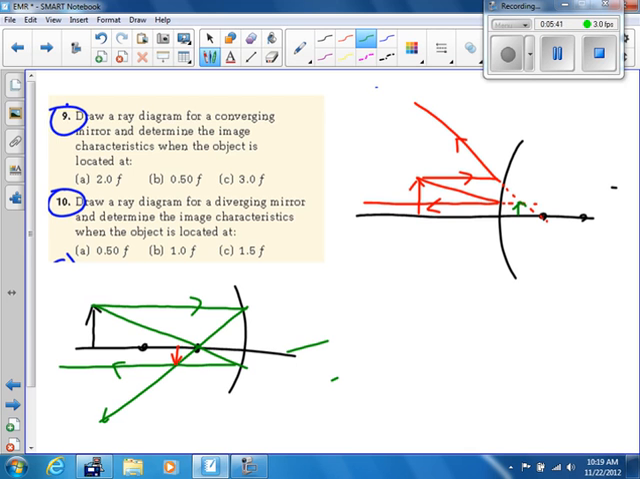Characteristics: smaller, upright, and virtual. Smaller, upright, and virtual. Make sense? I don't think we need to go through all three of these because we're going to draw all three of them exactly the same way.